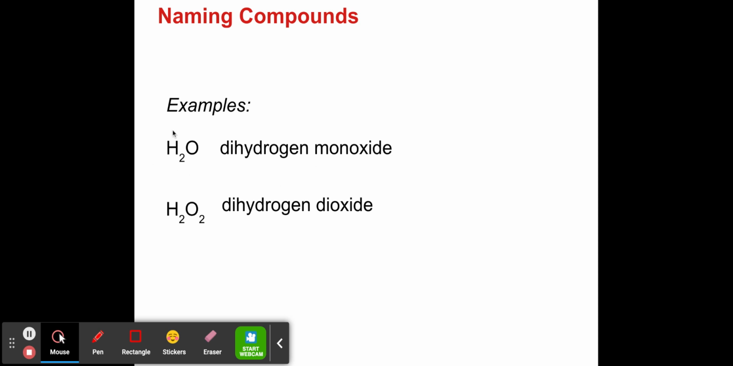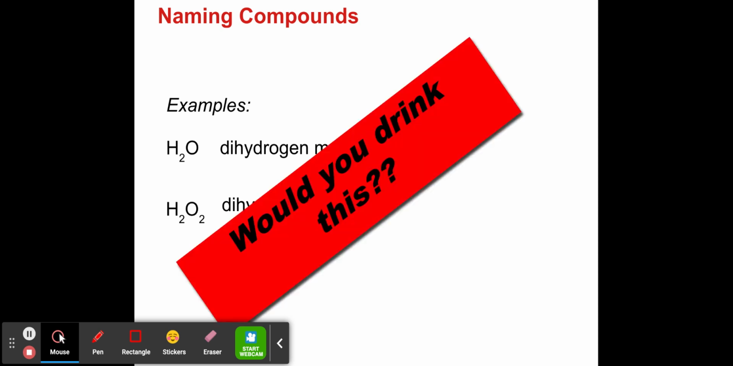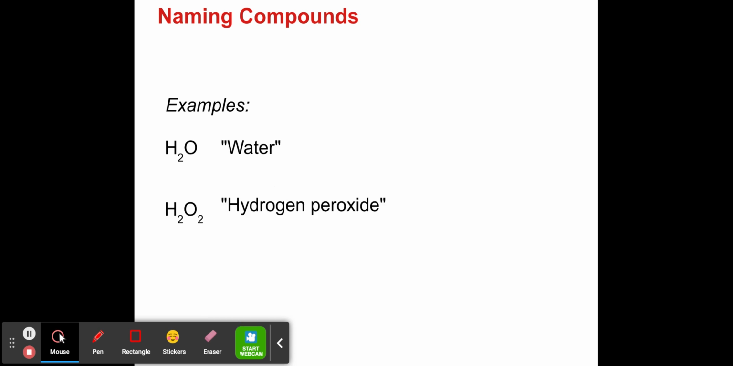Another example here, there are two hydrogen atoms, and so we say dihydrogen monoxide. Mono means one oxygen, di means two hydrogen. Okay, how about this one? Two hydrogen, two oxygen, so we'll call it dihydrogen dioxide. Will you drink this just for fun?